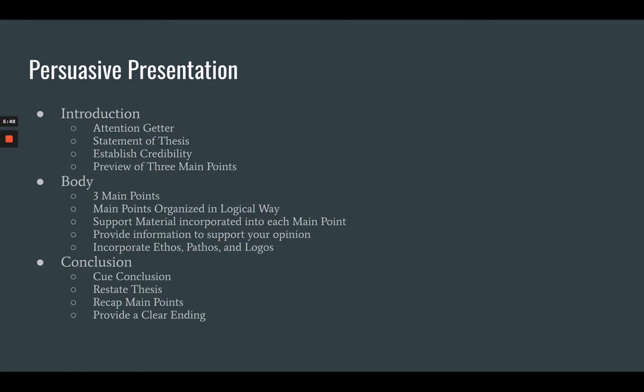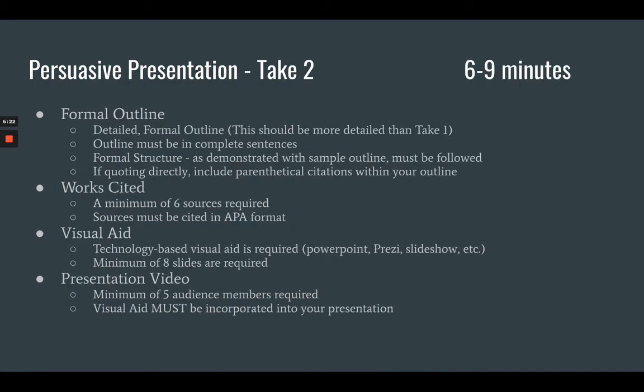So with this one, you'll have a similar attention getter, statement of thesis, establish credibility like you had to in the informative, preview your main points. You'll have 3 main points, and they need to be organized in some logical way. You'll provide support material, incorporate that into each main point. Provide information to support your opinion, and incorporate ethos, pathos, and logos. Aristotle's 3 proofs: credibility, emotional proof, and logical proof. And then you'll cue conclusion. Restate thesis, recap main points, and provide a clear ending.